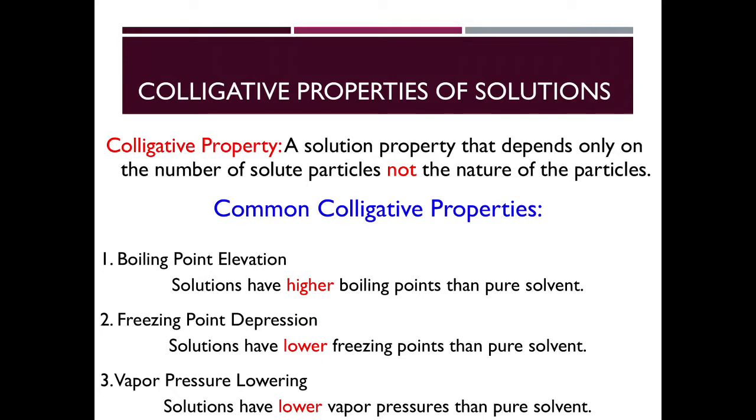The first one is boiling point elevation. If you have a solution, so you have some solute that's been dissolved in your solvent, you will have a higher boiling point than just your solvent by itself. Like if you have water, water boils at 100 degrees Celsius. But if you have an aqueous solution where you've dissolved something in your water, then your solution will have a higher boiling point than your pure solvent. So it'll boil at, say, 102 degrees Celsius instead of 100.